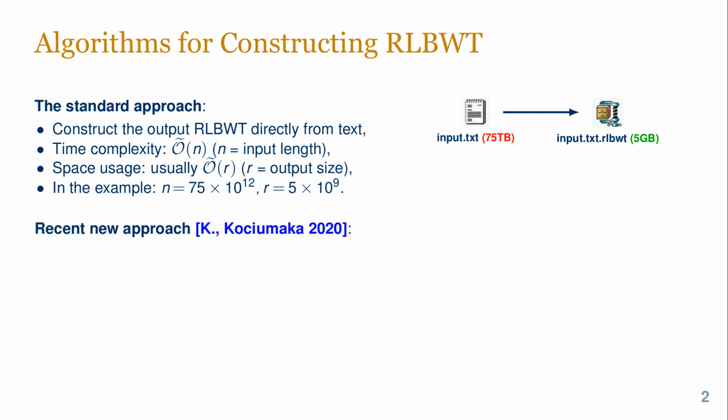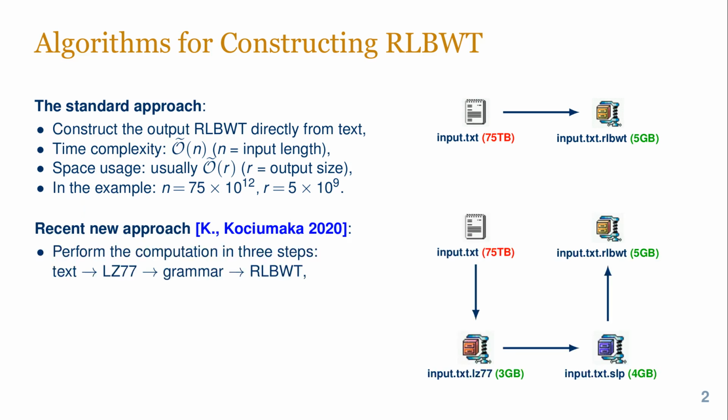In this paper, we focus on a different approach to the construction of RLBWT that was proposed recently. The main idea is, rather than performing the computation of BWT directly from text, to instead split the computation into three steps. The first step compresses the input text using the LZ77 compression algorithm. As shown in that paper, the output of the first step is provably close to the size of run-length compressed BWT. Thus, for highly repetitive input, already at this step we achieve a reduction in space by orders of magnitude.